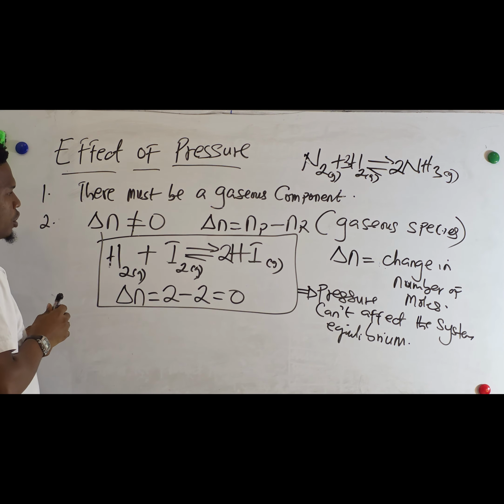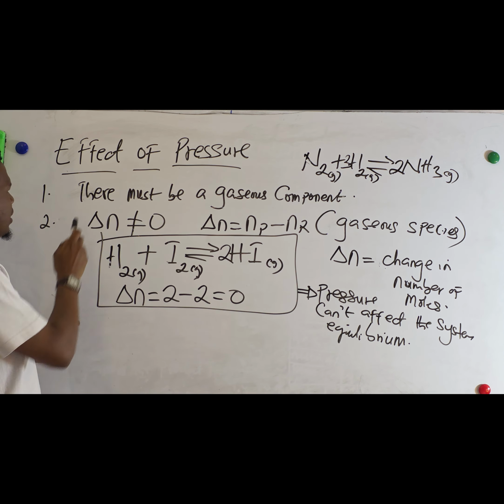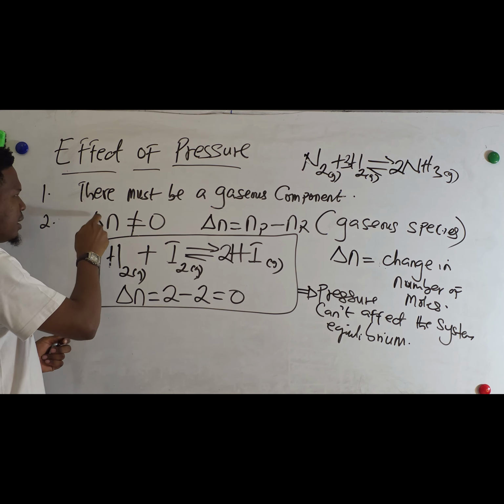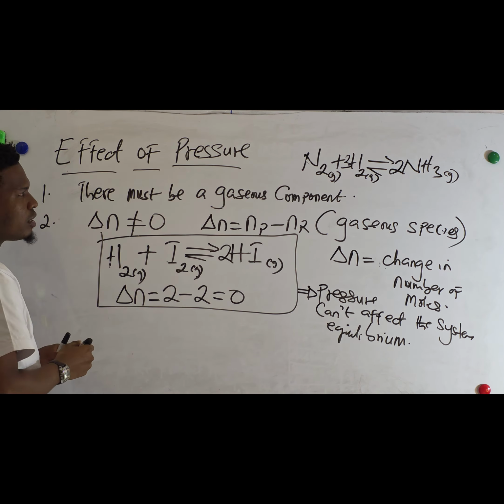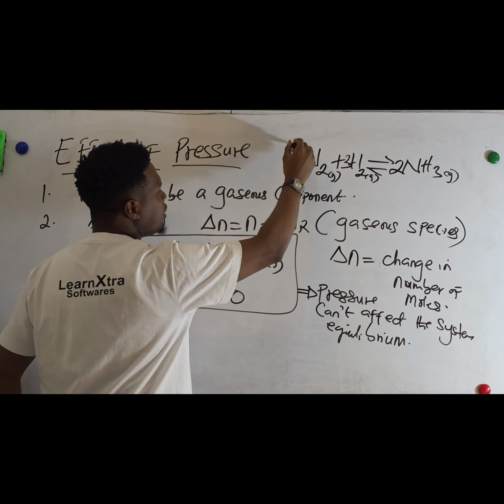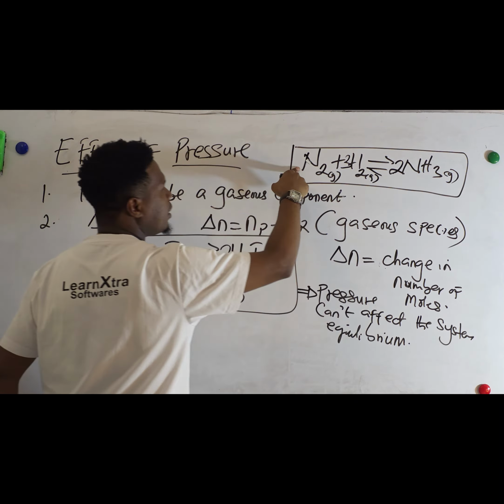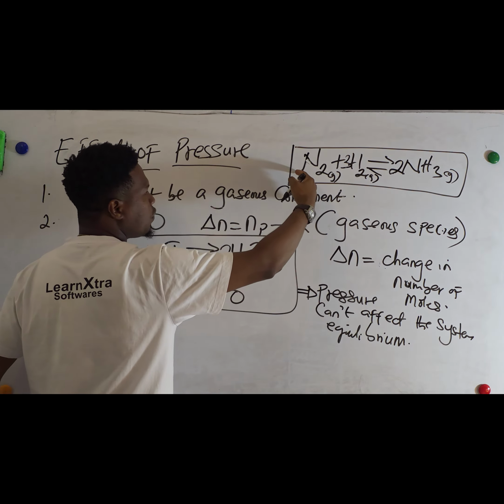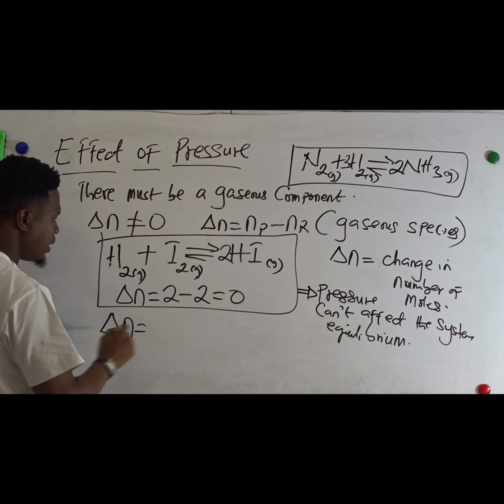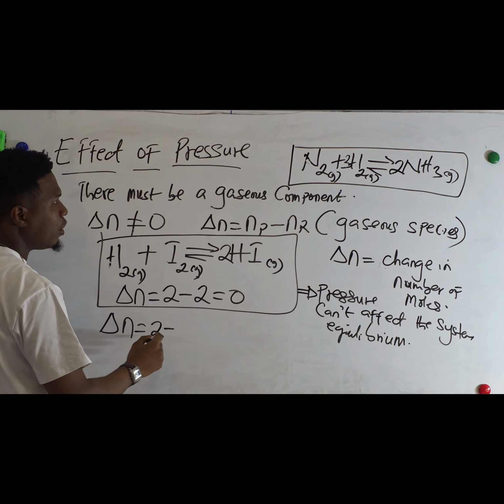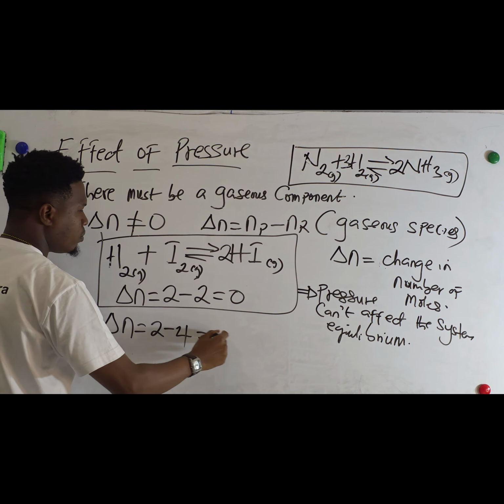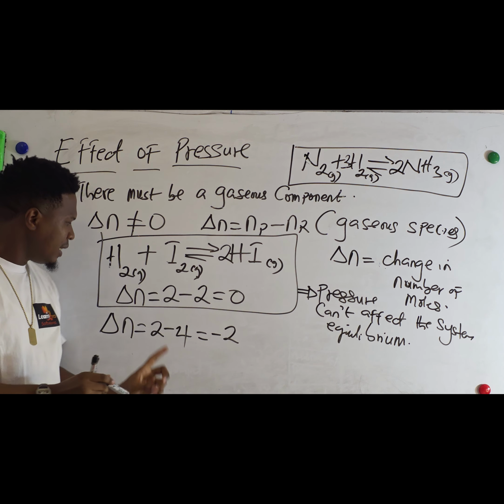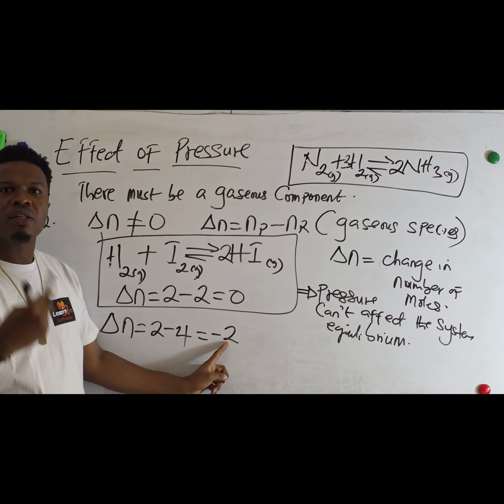Okay, now look at this equation. Let's check if it obeys the first rule. Yes, there is a gaseous component, and yes, change in N is not 0. Why is it not 0? Because from here, look at this expression, the change in N is, here I have 2, I have 3 plus 1, which is 4. So change in N for this is 2 minus 4, which is equal to minus 2. So looking at this equation, you will see that the change in N is minus 2 and not 0.